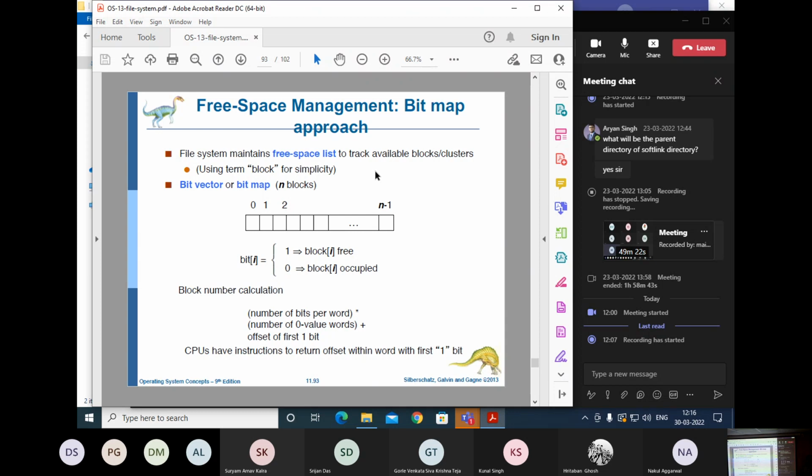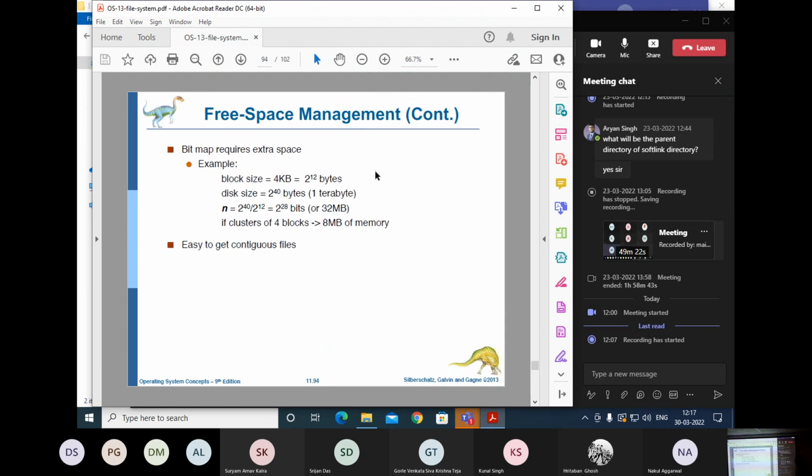Okay, so the bitmap approach is this. You basically take each block as 1 bit, 0 or 1, depending on whether it is filled or not. Then you use a CPU instruction to find out the first 1 in that bitmap array, divided by words each. Now, what is the overhead of this? Essentially, the overhead is the space for the bitmap. You have to store and manage a bitmap.